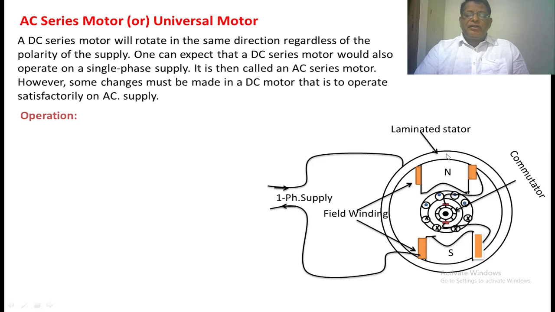This is the laminated stator core. This is the core on which we kept the field winding. This is the armature winding. This is the commutator. These are the two brushes. This is the shaft. Field winding and armature winding are connected in series. That we have shown here in a wiring diagram.